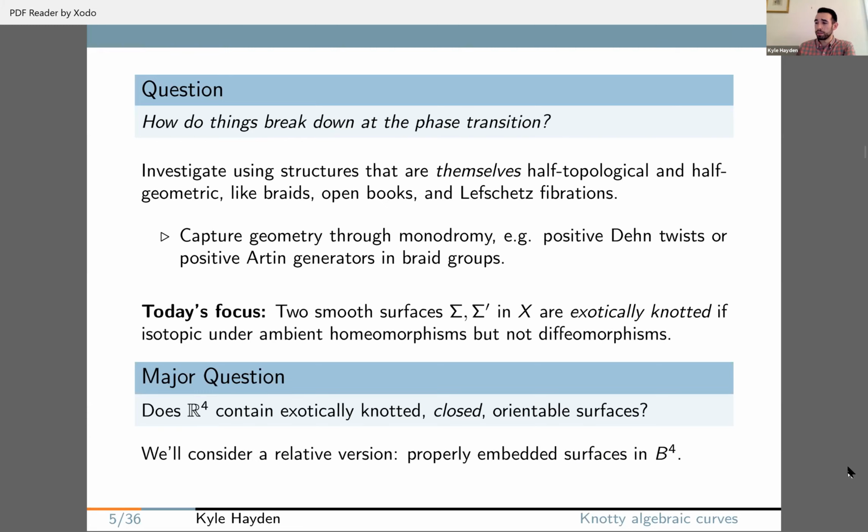And the setting that we're going to try to think about today in particular is a relative version of properly embedded surfaces in the four-ball. So I'll pause for a moment in case there are any questions before I state the main theorem.